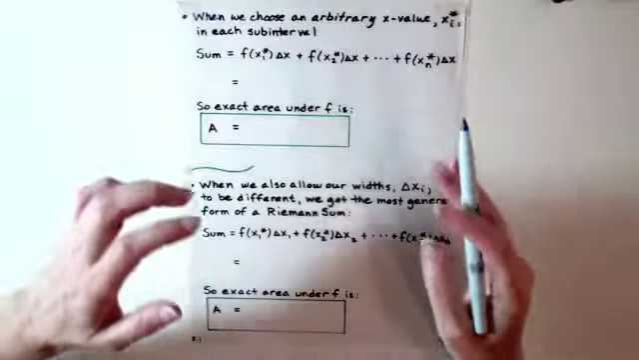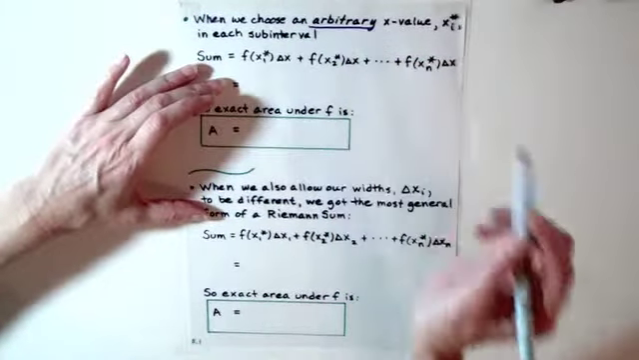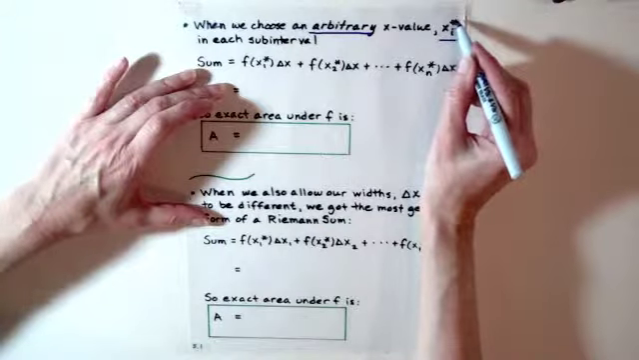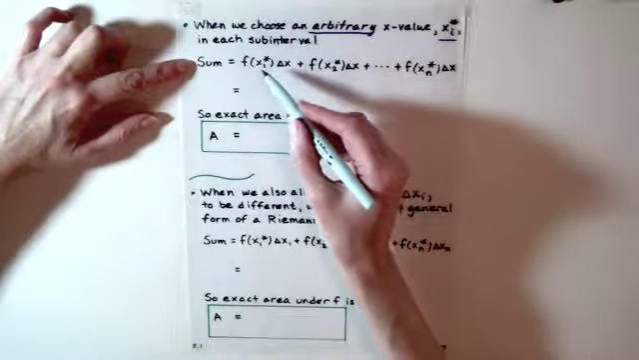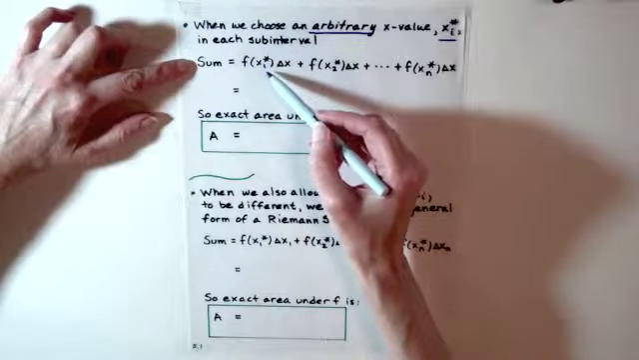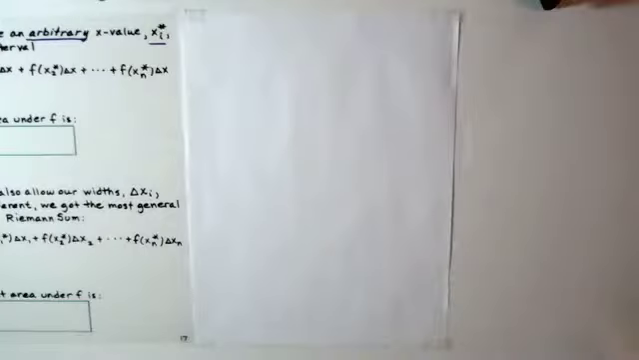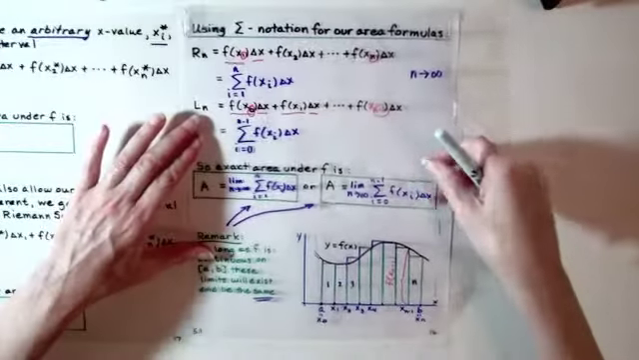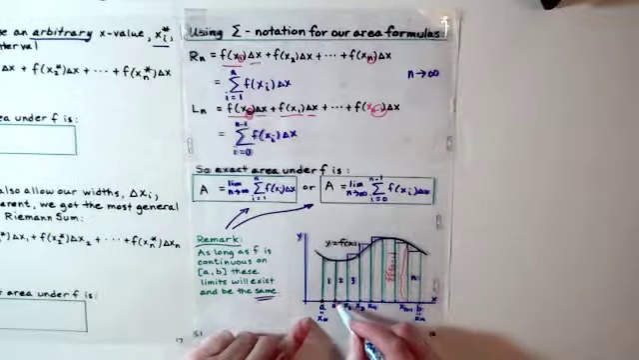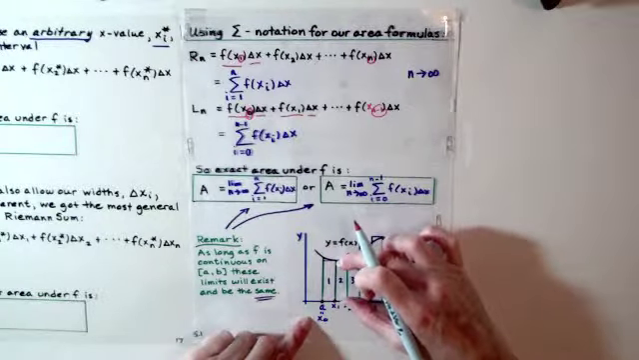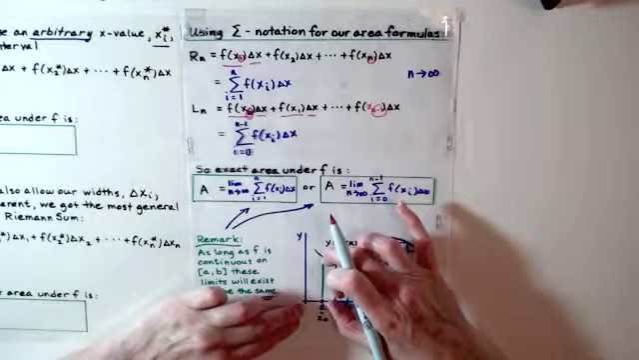Remember, instead of using the left-hand endpoint on each strip or the right-hand endpoint on each strip, we said we could choose an arbitrary x value that we called x sub i star on each subinterval. And then we found the sum in that case, and instead of f of x1, where that was the right-hand endpoint, we just called it f of x1 star.